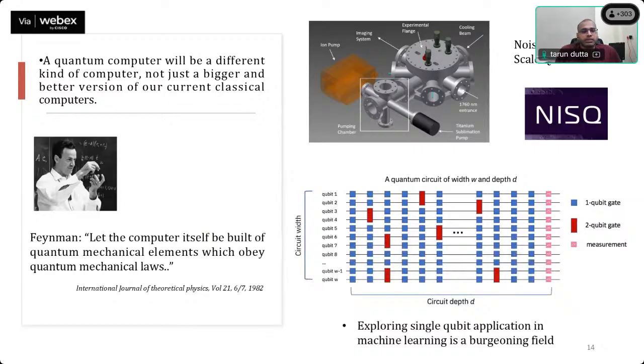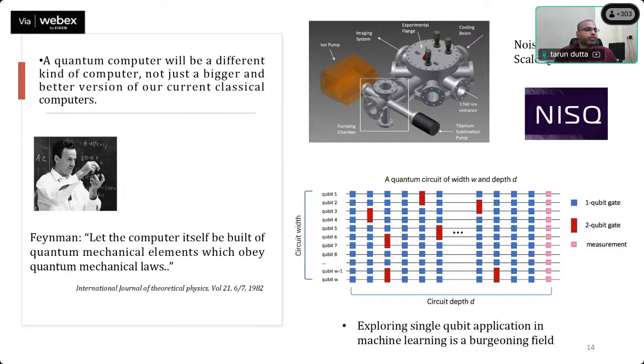So yeah, I have already told you, a quantum computer is not going to replace a classical computer, but it will be problem specific. It depends on what kind of problem you are going to deal with. If you want to solve many body physics, then a quantum computer is better, but it is not going to replace the classical computer.